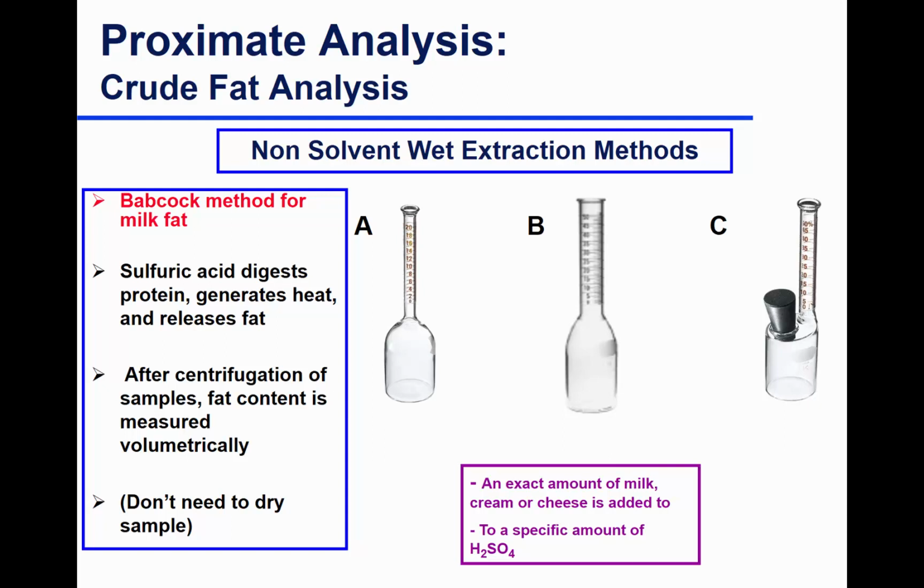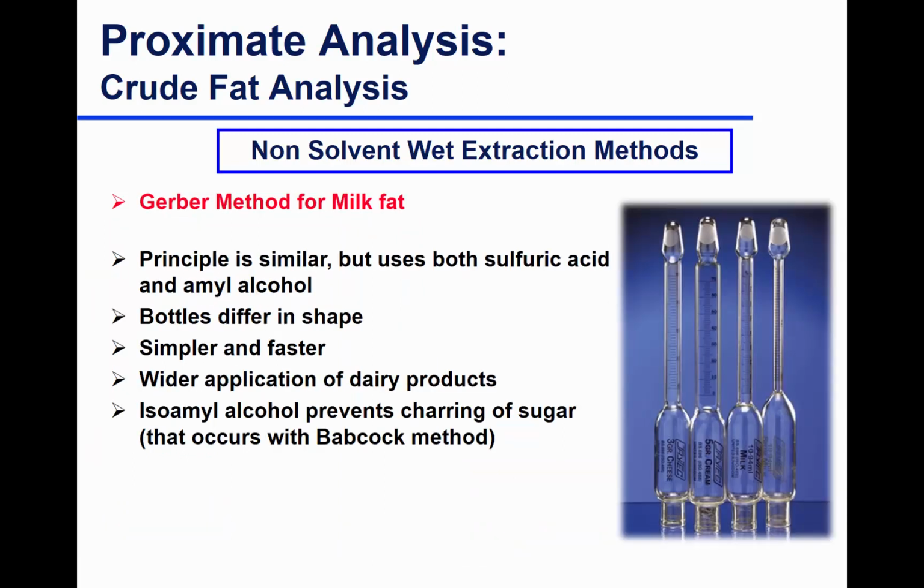Yes, there is a centrifugation step to help with the releasing of the fat into the upper compartment. And in this method, water is not an issue because it is non-solvent based. Okay. Gerber method is very similar to vacuum, except the tubes are smaller and narrower. So you put less sample and less amount of acid. That's why the reaction is faster and you get faster results.